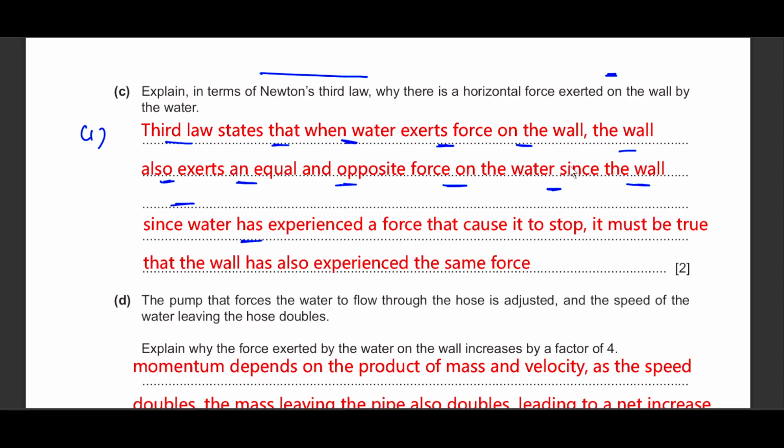Since water has experienced a force that caused it to stop, because the water is dropping dead at 0 meters per second, it must be true that the wall has also experienced the same amount of force. It's more like saying if object A applied a force on B, then object B must have also applied an equal and opposite force on object A. So that's how we go about this question.